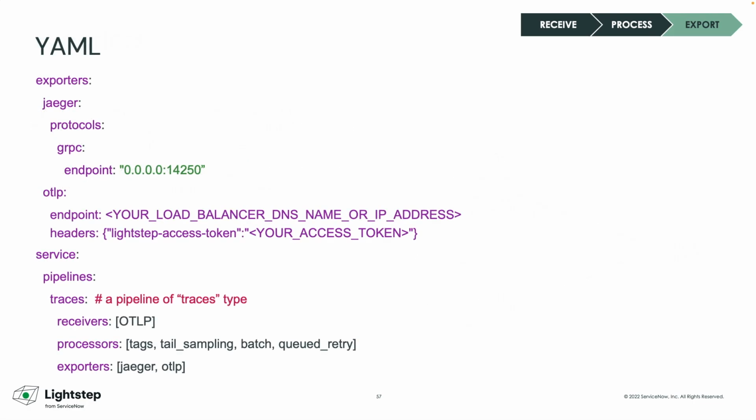This is an example of YAML configuration for an exporter. Typically, you've got one in Jaeger format with a specific endpoint on the port 14250. And you've got an OTLP exporter that you will use typically to send data to Lightstep, because Lightstep is fully OTLP compliant. Again, in order to enable these exporters, you need to put them in at least one pipeline.